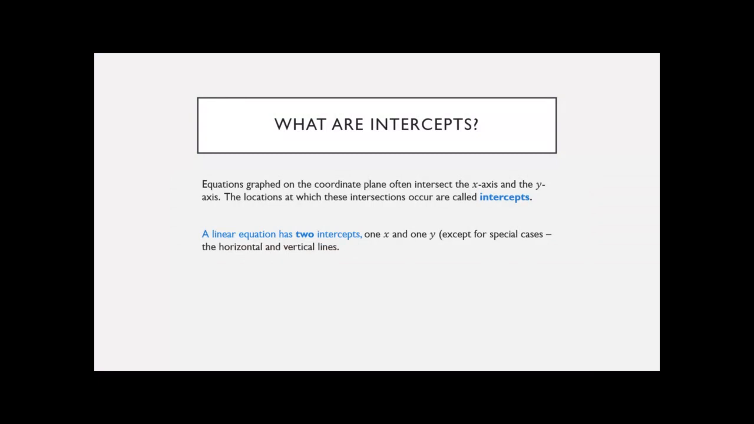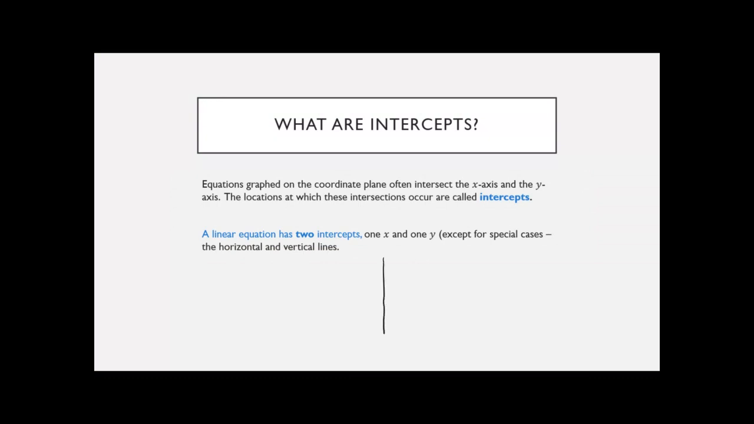So what exactly are intercepts? When we graph equations on our 2D graph on our coordinate plane, a lot of times your line or whatever you're graphing is going to intersect the X and Y axis. And where those intersections occur, those are what we call intercepts. So a linear equation has two intercepts.